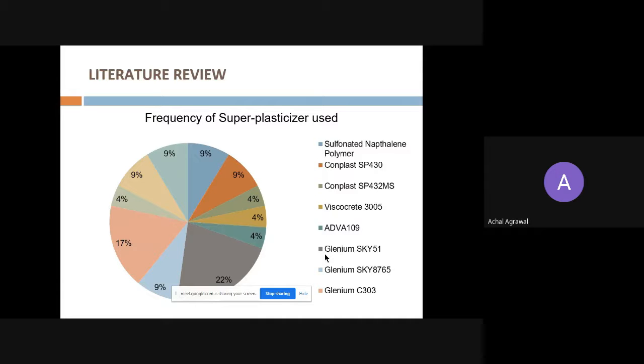In the research we have reviewed, they have used some superplasticizers. These are the percentages of researchers using different kinds of superplasticizer available at their end. We can see here the different superplasticizers which they have used in their research.